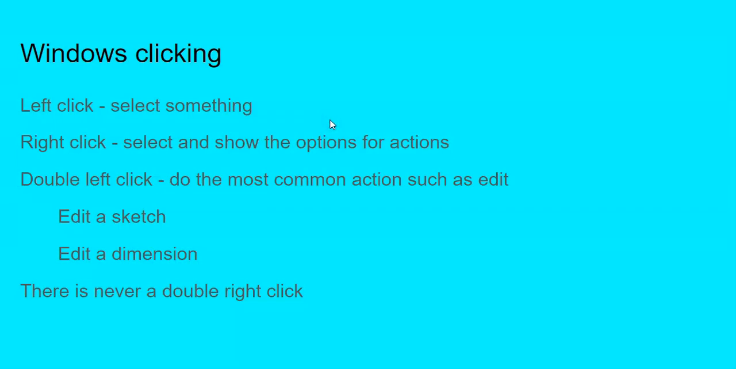So if you're in Windows, there's generally 3 types of clicks. If you do a left click, you will select something. A right click selects that thing and shows you the options for actions on that thing. A double left click says do the most common action, and generally, the most common thing you want to do is edit something. So if you're double clicking on a sketch, you'll edit it. If you double click on a dimension within a sketch, you'll edit that particular dimension. And there's never really such a thing as a double right click.